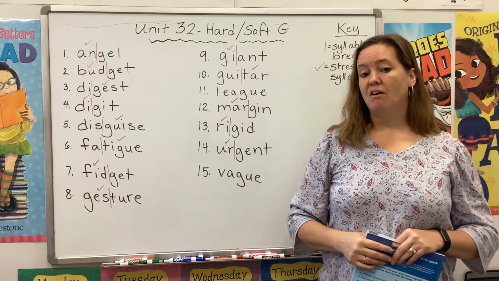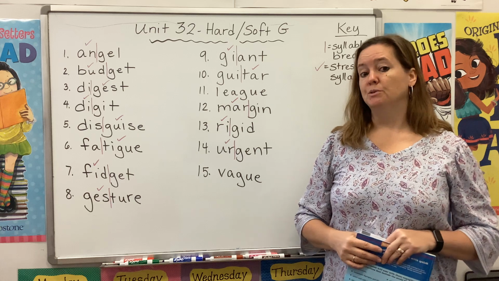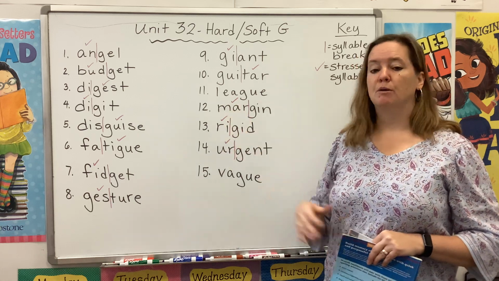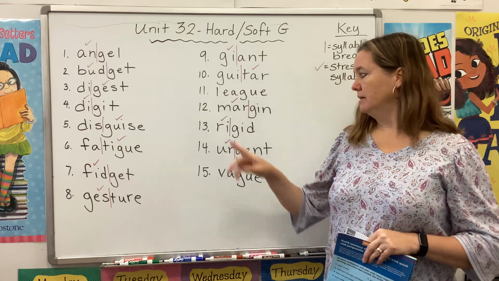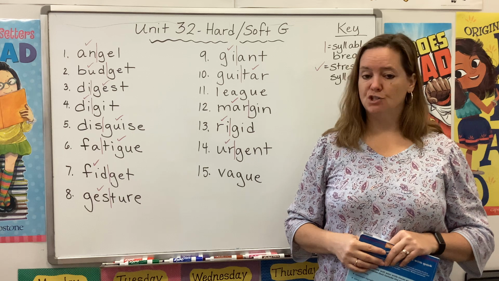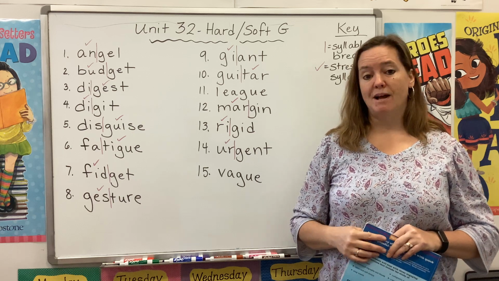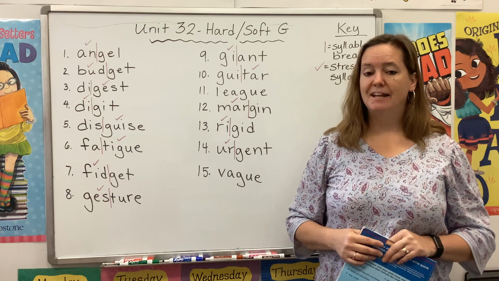You'll notice that I've already gone ahead and broken all of our words into syllables using these purple vertical lines. I've also used check marks to show which syllable is stressed in each of our words. Remember, the stressed syllable is the part of the word we say a little bit louder and a little bit stronger.